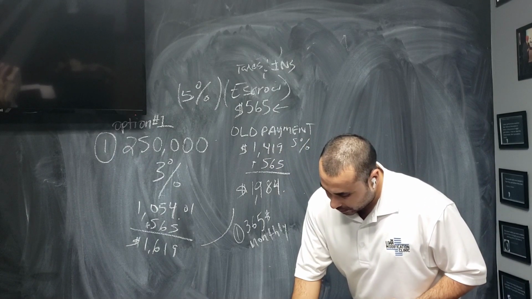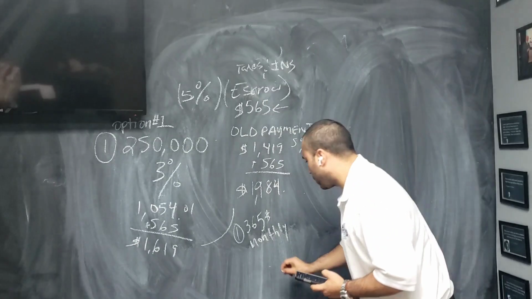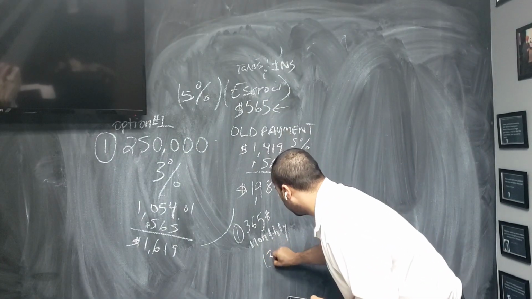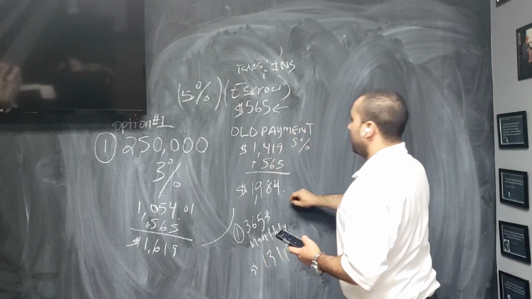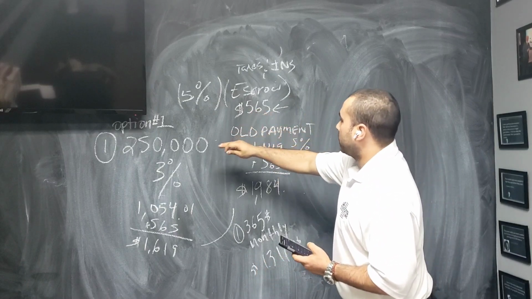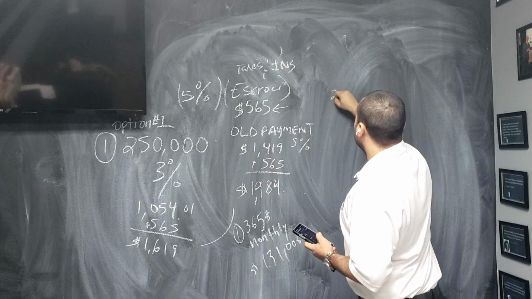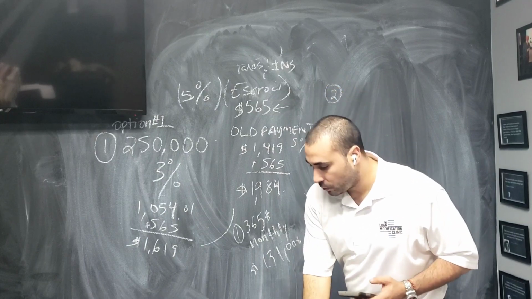Now, if you average it out to 30 years, you're talking about $131,000 that you're gonna save in the duration of the loan. Now, this is option number one. What happens with option number two? How does option number two come in?